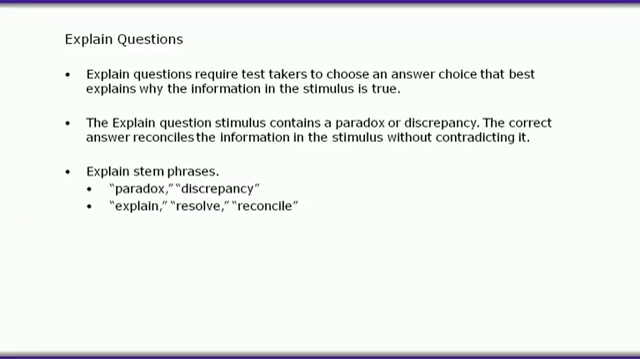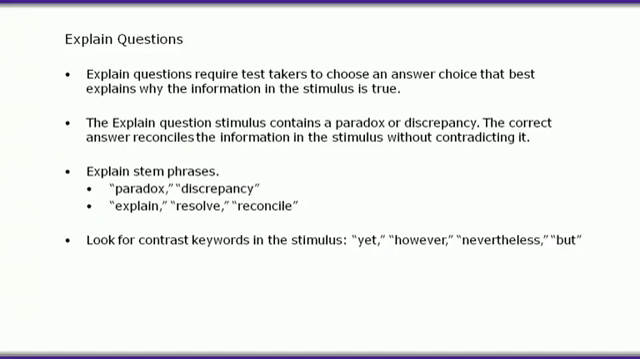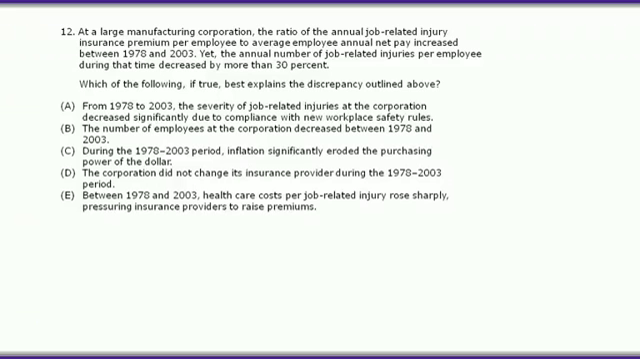at an explain question. As you work through the explain stimulus, pay close attention to contrast keywords like yet, however, nevertheless, or but. These words neatly separate the two parts of the paradox or discrepancy. Now let's try this question. Note the language in the stem that signals an explain question. You need the answer choice that best explains how these two seemingly contradictory facts can coexist.